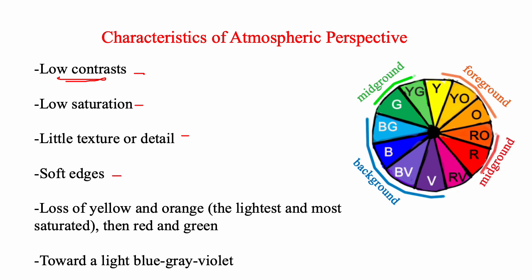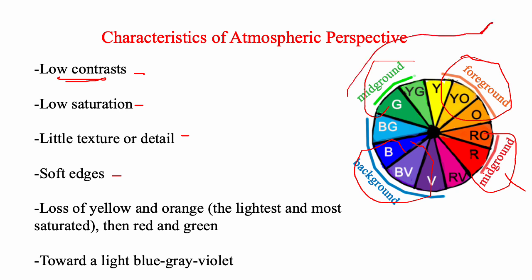And with the colors, the yellow and the orange would always be in the foreground because they're the lightest and most saturated. So an object that is yellow or orange will naturally look like it's in the foreground. Then in the midground, we have the greens and reds, which are still saturated but darker, so they would seem to lie between the foreground and the background. And then in the background, we have the blue violets. And so we're basically taking a trip from the longest wavelength light to the shortest wavelength light.